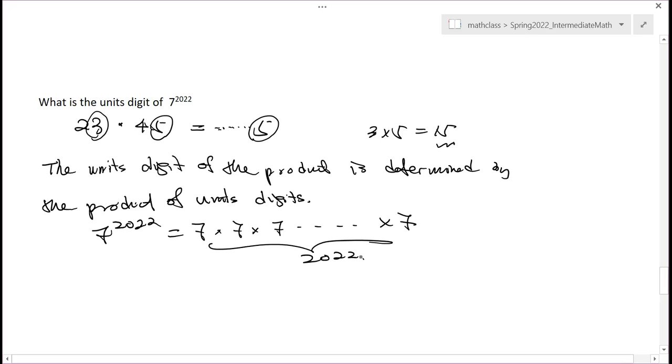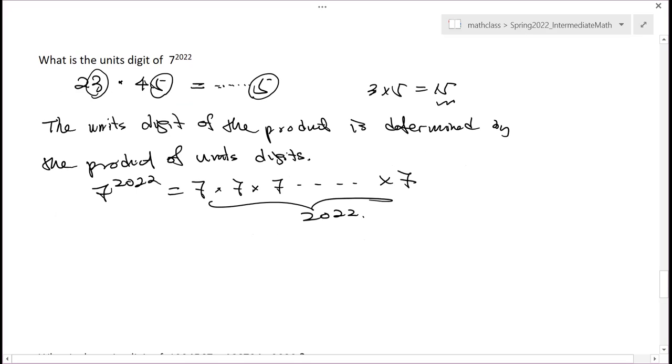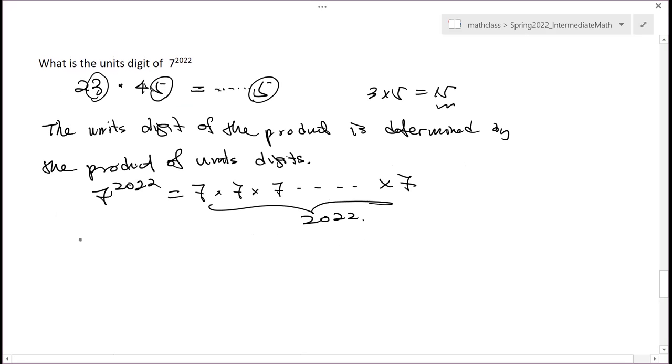2022. So this number, according to the above statement, has the same units digit as 17 to the power 2022. Okay, so let's look at some pattern.